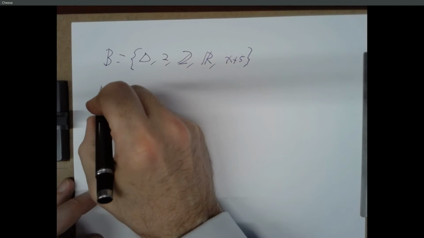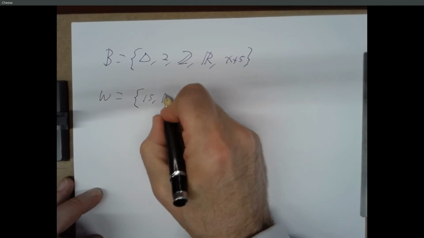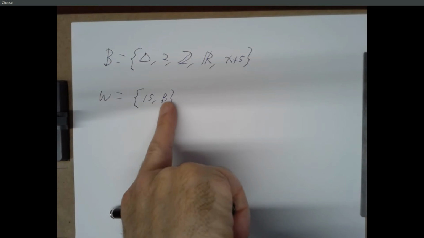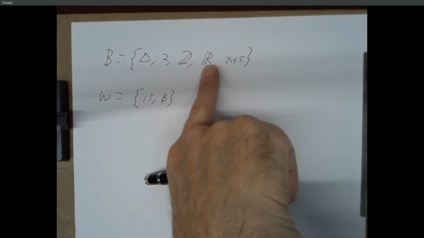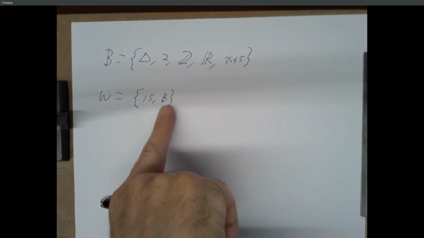And I could make a new set called W for weird, and I could say that this contains the element 15 and the set B. And that's perfectly valid too. And if you say, how many things does W contain? The answer is 2. How do you know? 1, 2. Is Z an element of W? No. W contains 2 things, 15 and B. It does not contain Z. B contains Z. The bizarre set contains Z, and it contains R. But W does not contain Z. It contains the number 15 and the set B.